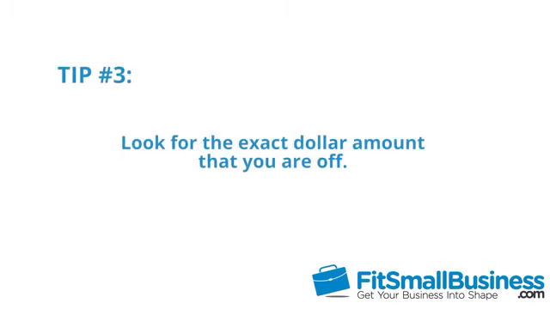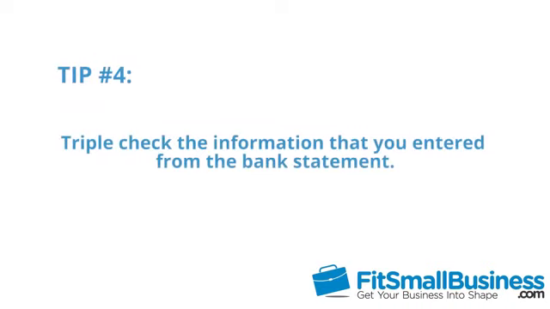Tip number 3, look for the exact dollar amount that you are off. For example, if your difference is $21.50, then look for a transaction for this amount on your bank statement and then on both the withdrawals and payments section and the deposits and credits section of the reconcile window. Tip number 4, triple check the information that you entered from the bank statement, such as the ending balance and your statement ending date. If either of these are incorrect, that could cause the out of balance as well.